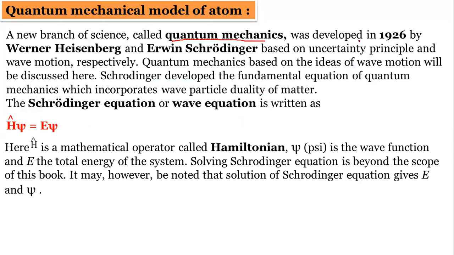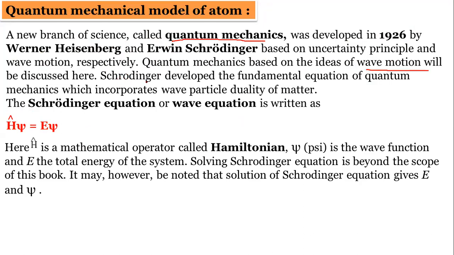See, this was developed in 1926 by the scientists Heisenberg and Schrodinger, based on the uncertainty principle and wave motion respectively. These two have done a lot of work on quantum mechanics. So quantum mechanics is based on the ideas of wave motion. It will be discussed here.